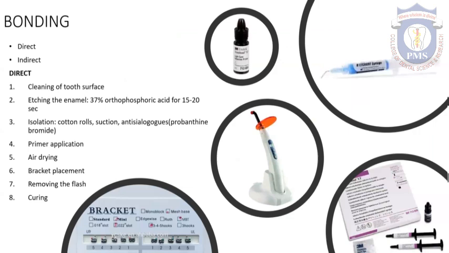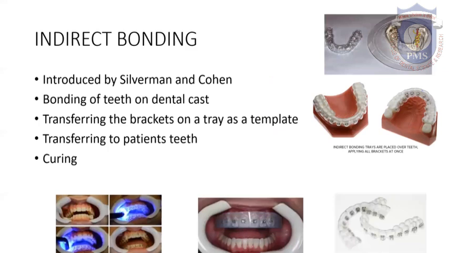Then coming to bonding, there are two types of bonding, that is direct and indirect. In direct bonding, first we clean the tooth surface. We etch it with 37% orthophosphoric acid for 15 to 20 seconds. Then we wash it off, rinse it with water, and then dry it and isolate it with cotton roll and suction. Then we apply primer and air dry it. Then we place the bracket with the composite. And then the excess flash will be removed and then we cure it.